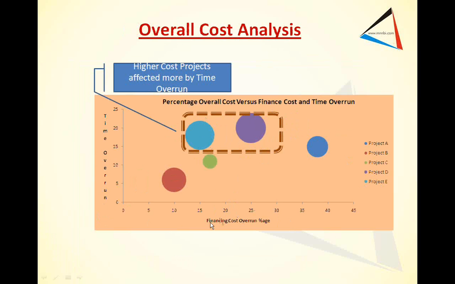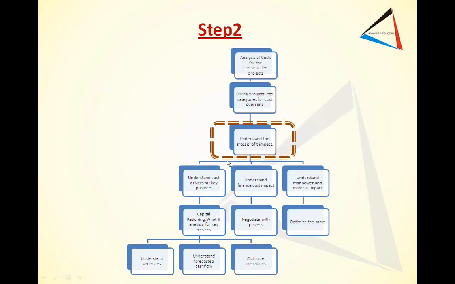Next, in the next graph, we look at the financing cost. You look at the financing cost overrun percentage usage. Here you see that it is between 15 and 30% for both of them. And we look at the time overrun. We basically find that these higher cost projects are actually impacted more by the time overruns. This is what this graph is showing.